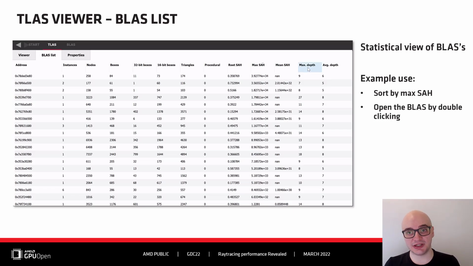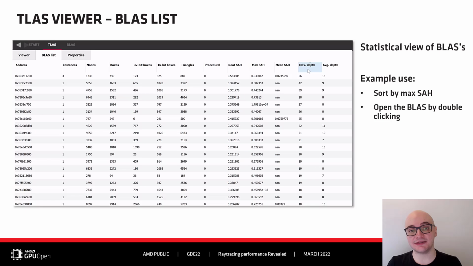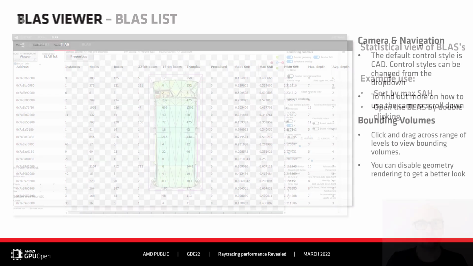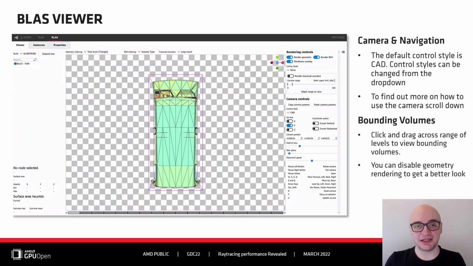You can also sort BLASs by their depth to get a faster look into the most complex elements in your scene. Let's go into one of these BLASs by double-clicking. As I mentioned, the BLAS viewer is very similar to the TLAS viewer. Let's talk about the camera and navigation.